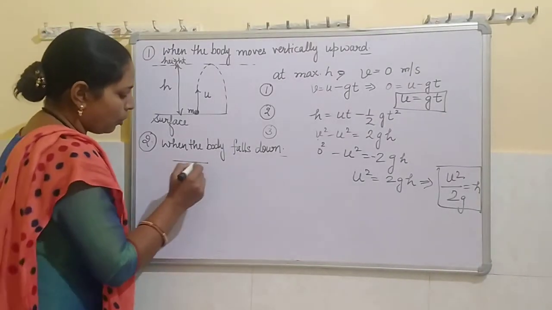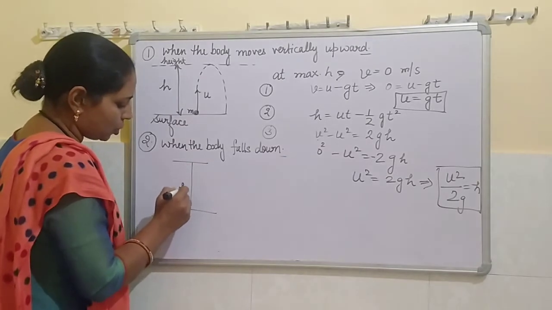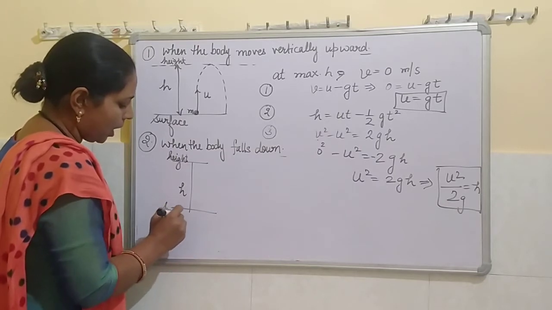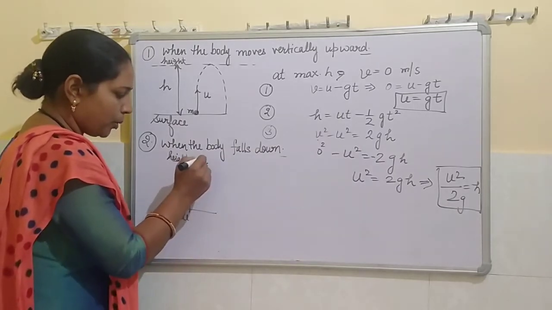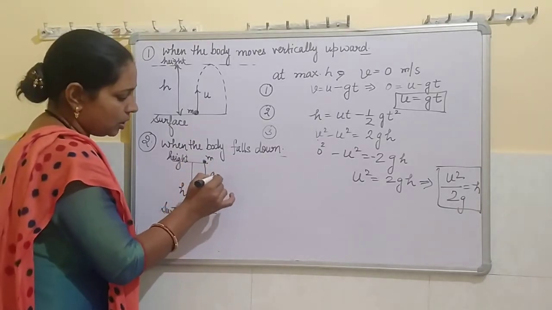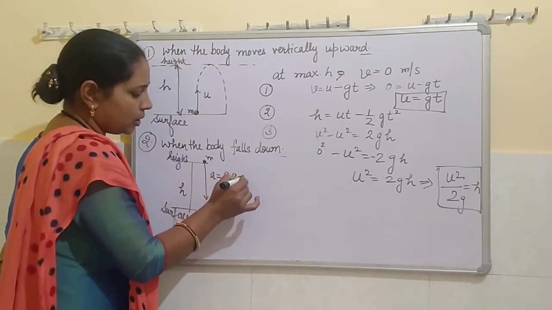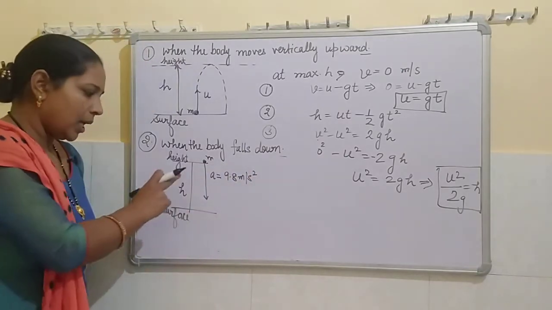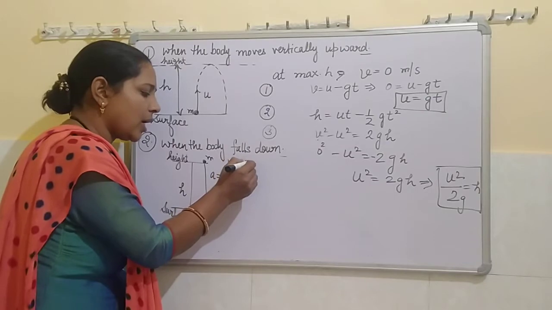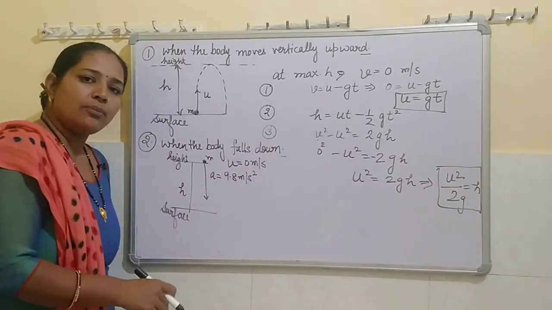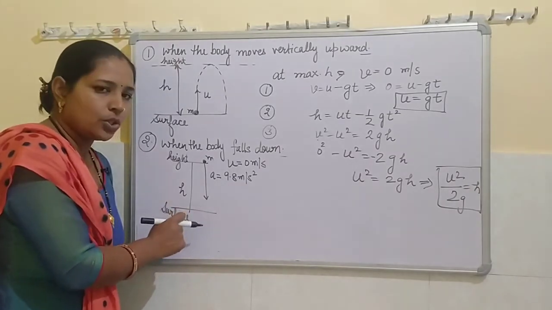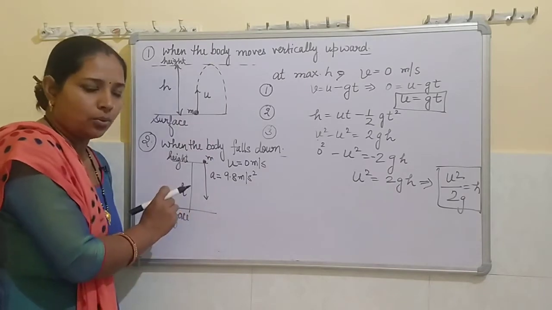If we drop a body from this height h, suppose this is the height from the earth surface, and when we drop a body of mass m from here, it will come downward with an acceleration equal to 9.8 meter per second square. And as the body is moving downward, its initial velocity will be considered as 0. By some velocity, it will hit the ground. How can we calculate that velocity by which this body hits the ground?